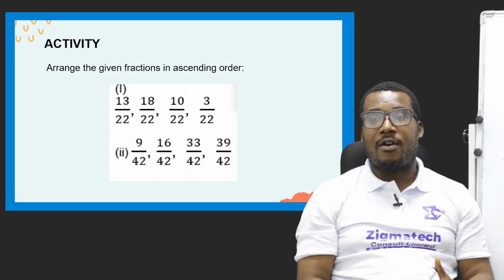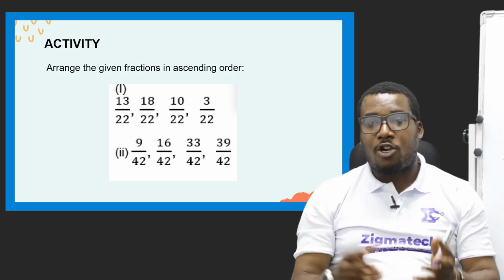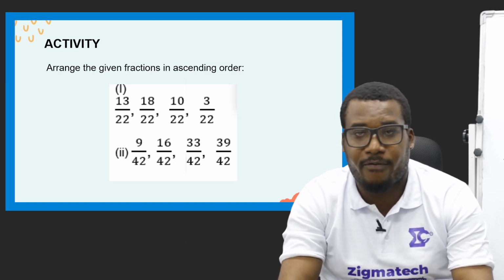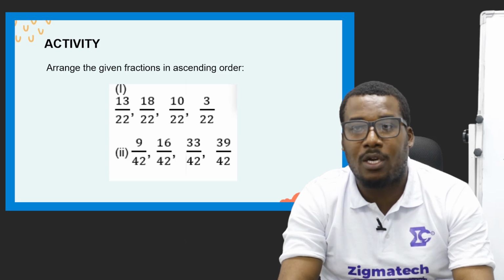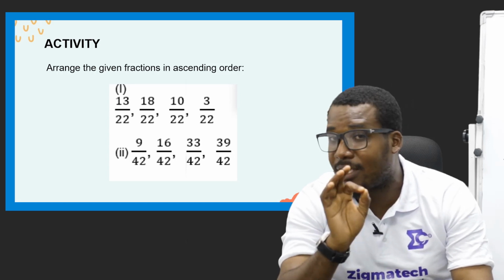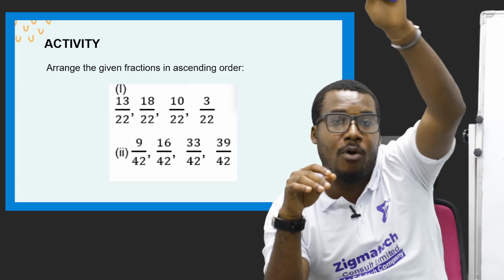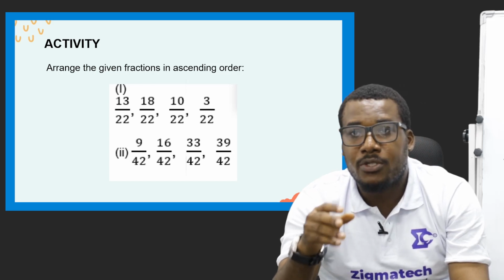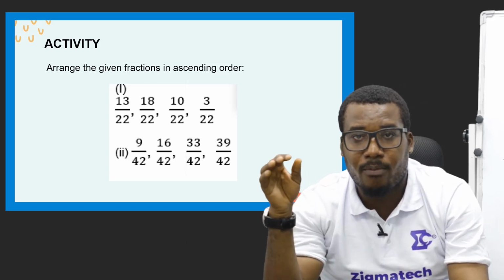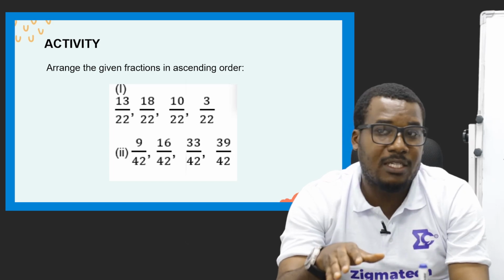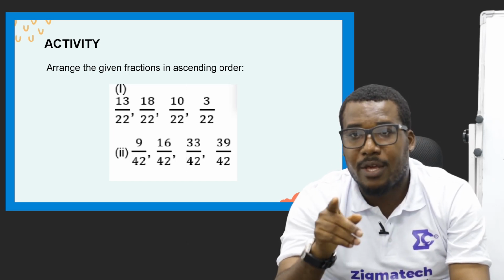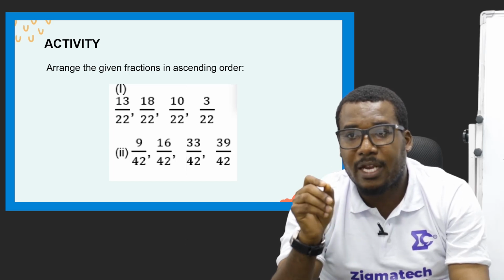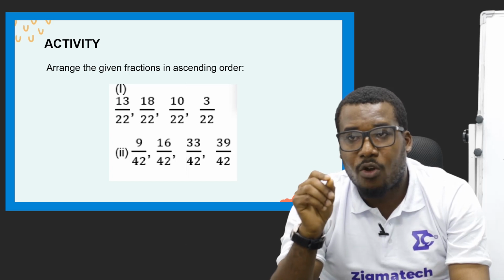Okay, we have an activity here. You can quickly copy the activity. They are giving a set of fractions, and they're asking to find all in ascending, not descending. You must understand. Again, we say ascending is going upward from lower to higher, while descending is going downward from higher to lower. Understand the difference. So in your case number 1, 13 over 22, 18 over 22, 10 over 22, 3 over 22.